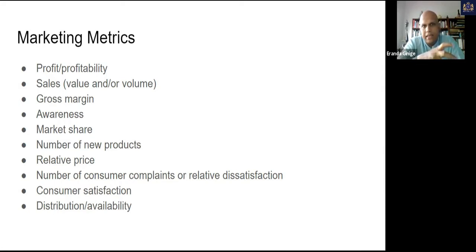Or if there is a marketing activity that is pushing a specific new product, then it is very easy to measure that, because you can count the number of new products that were sold, right? So sales is a relatively easier metric to measure.